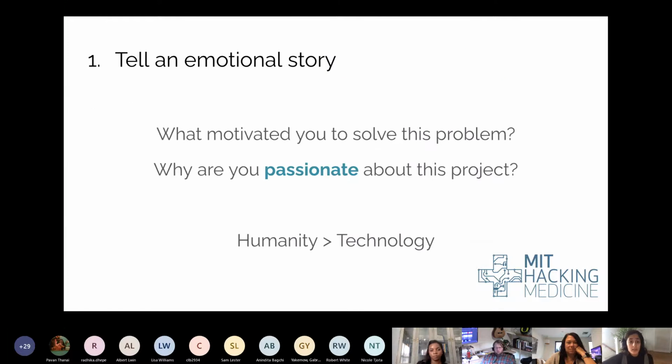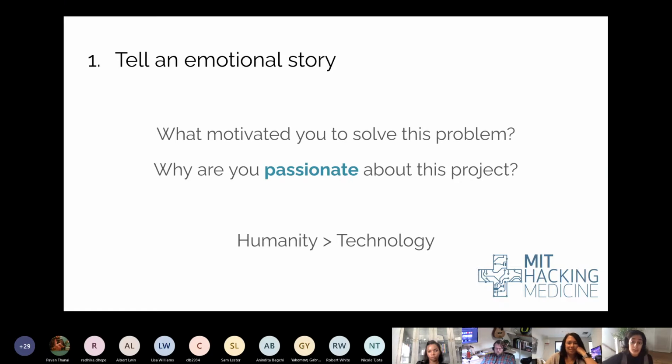With the first pillar, the story, you want to make sure that you're telling an emotional story. As we mentioned yesterday during the problem pitch session, you want to communicate exactly what motivated you to solve this problem. Why exactly are you passionate about this project?